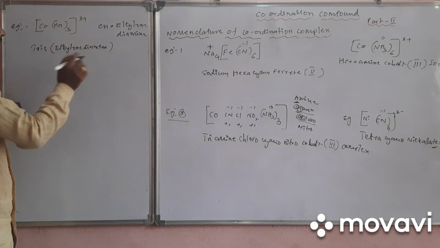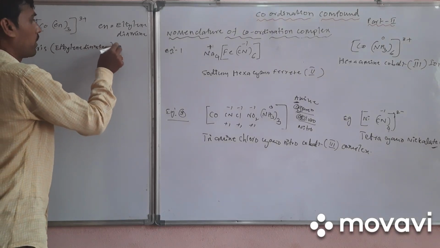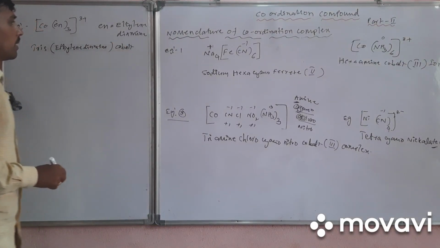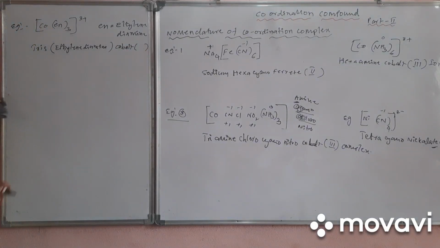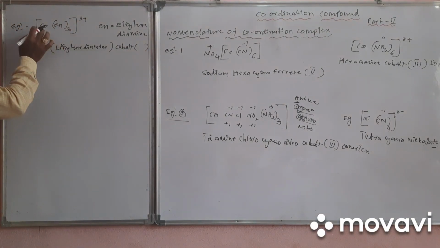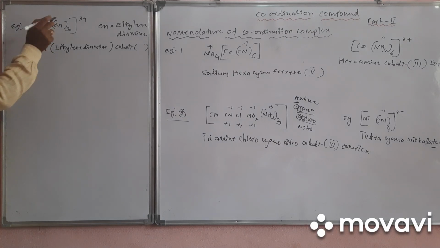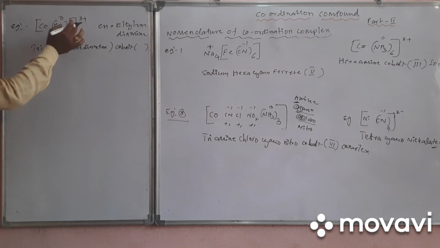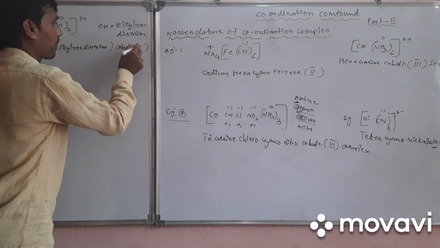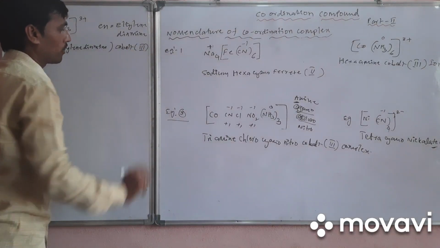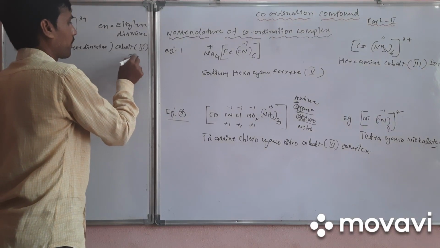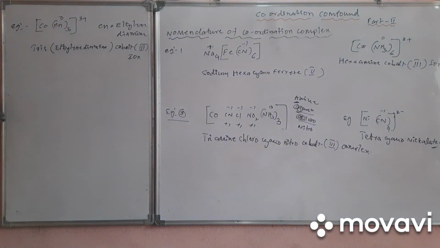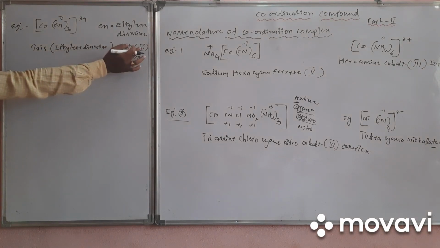Next write the metal atom name, cobalt. Next write the oxidation number of the metal atom. What is the oxidation number of a cobalt metal atom? It is a neutral ligand, that's why we are using this number also. Oxidation number of cobalt is 3. Next, 3 ion. What is the name of this complex? It is tris ethylene diamine cobalt 3 ion.